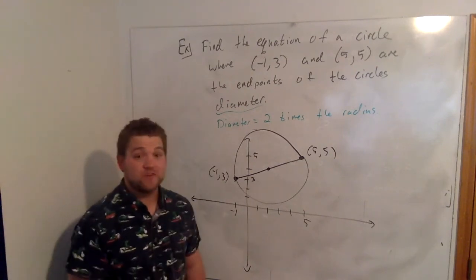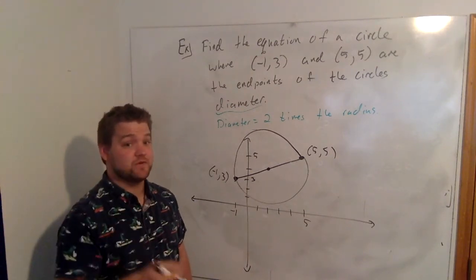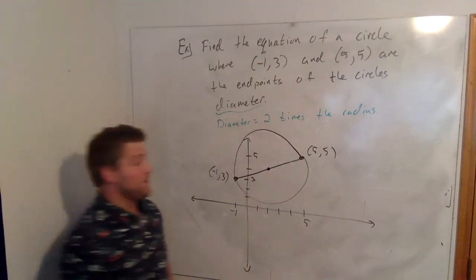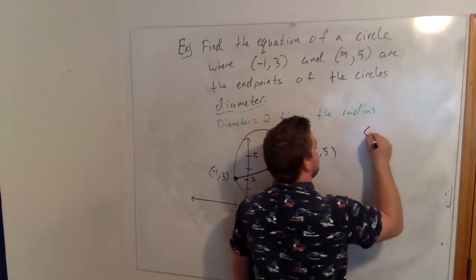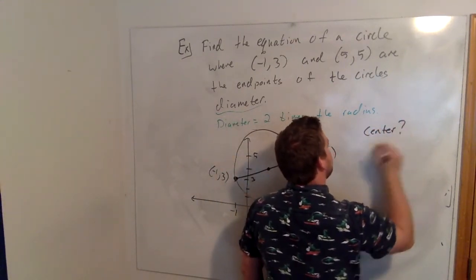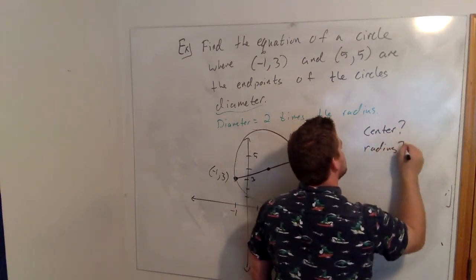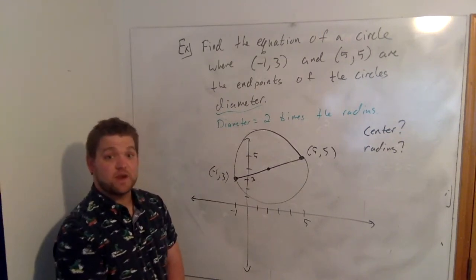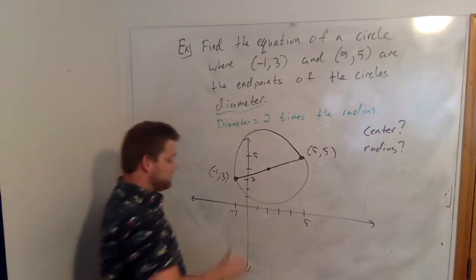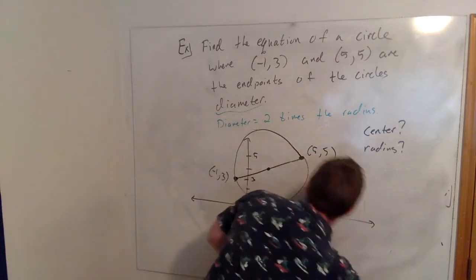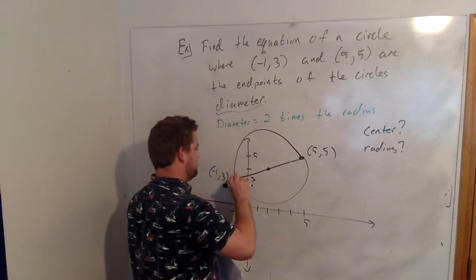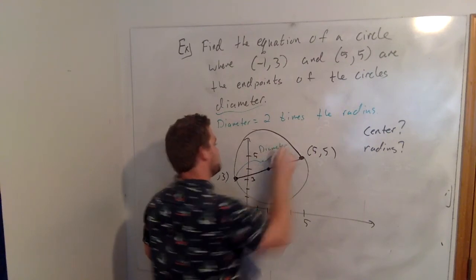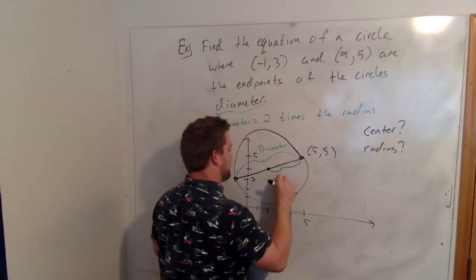So when we're trying to find the equation of a circle, we really need two different things. We need to know the center of the circle, and we also want to know its radius. Let's see if we can think about the radius first. Well, this length here will be the diameter. So from here to here, this is the diameter. But half of that will be the radius.